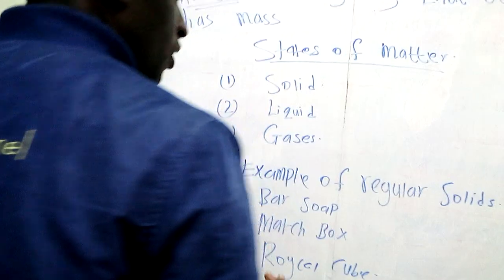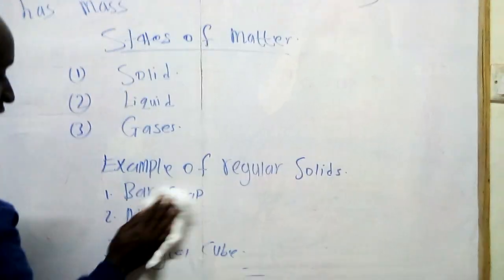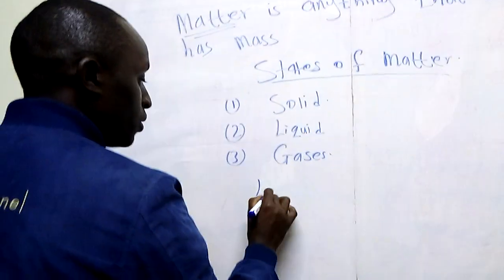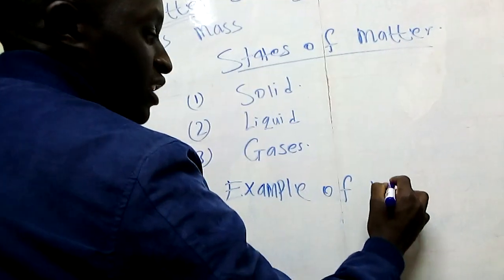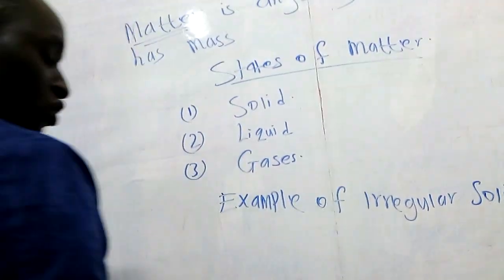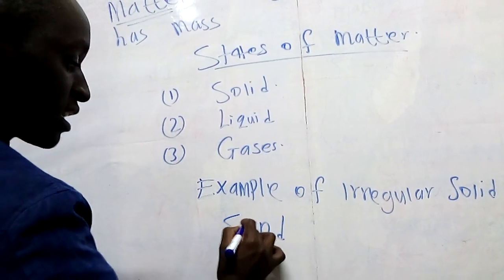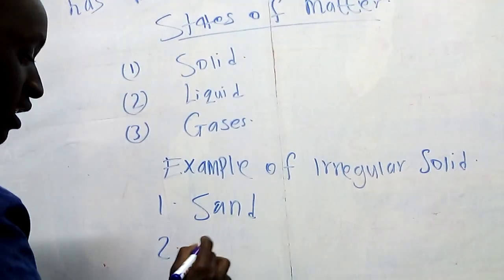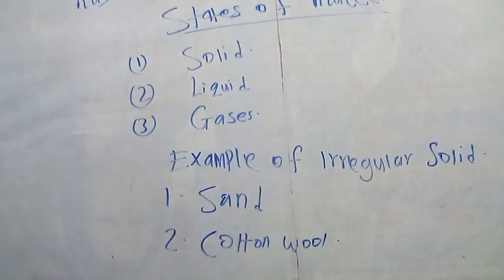Just like that, we can also talk about examples of irregular solids. The first one is a stone. The second one, you can talk of cotton wool, like this one I'm using. Those are examples of irregular solids.